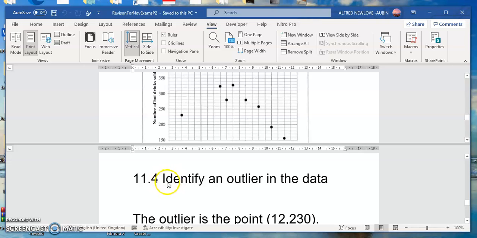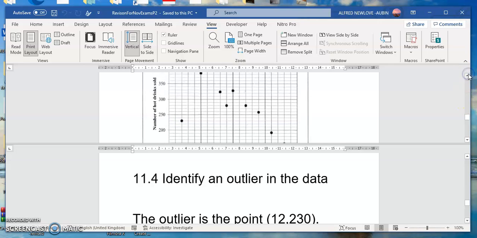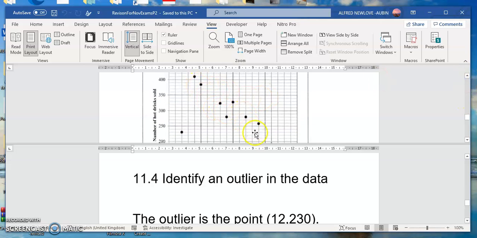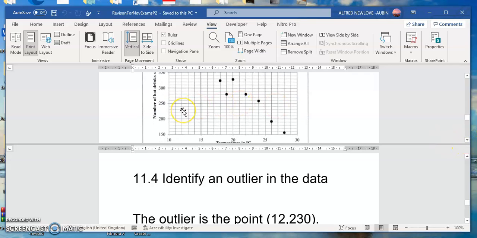Okay, the question says, identify an outlier in the data. An outlier is a data point that separates itself from the rest of the data. If you check the data points given, you see that all these ones are close to each other, but this one separates itself from the rest. So this one becomes the outlier. So what is that point? The point consists of two coordinates, the x and the y. So the x here is temperature and the y is the number of drinks sold.